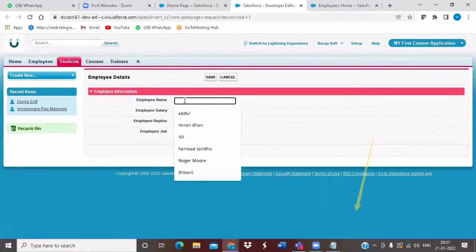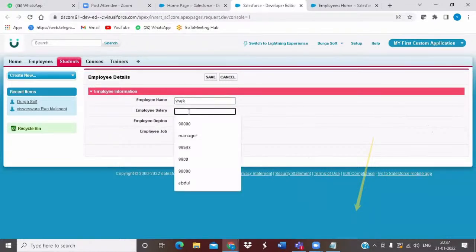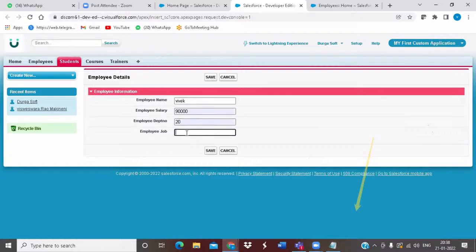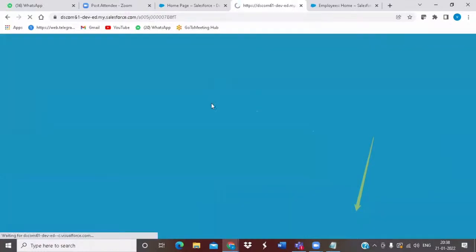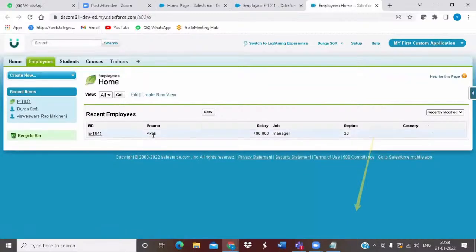Let me enter the name, Vivek. Salary, let me give 90,000. Department number 20. Job, let me give manager. I click on the save button. Understand? This record gets inserted where? In the database. Here, let me refresh this. Is the record inserted or not? Yes, inserted.